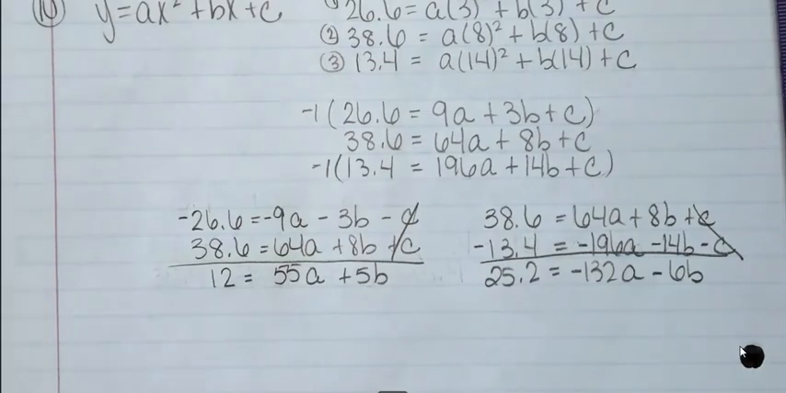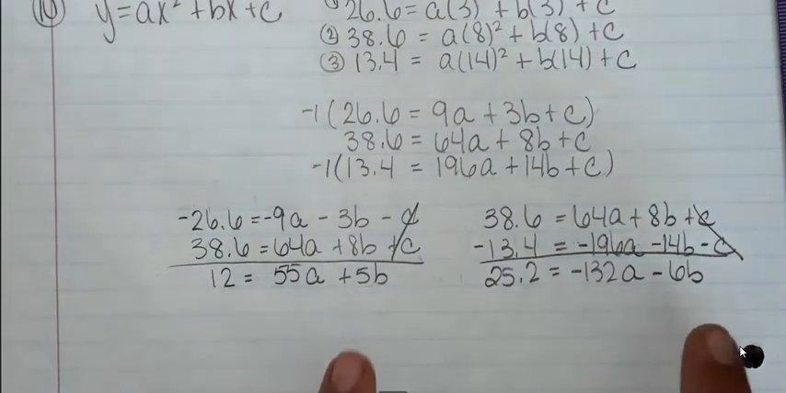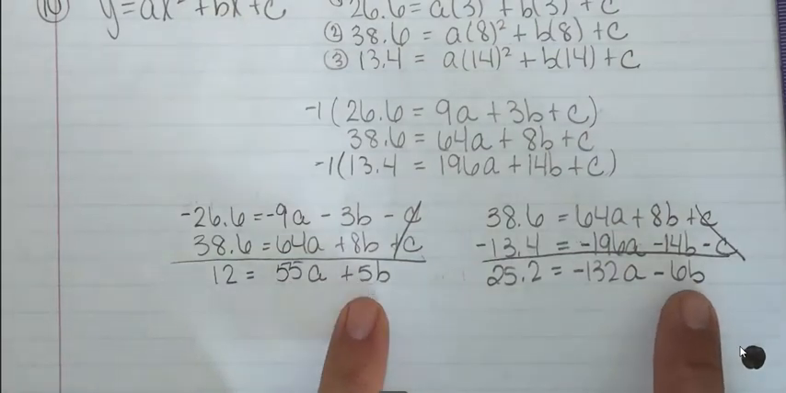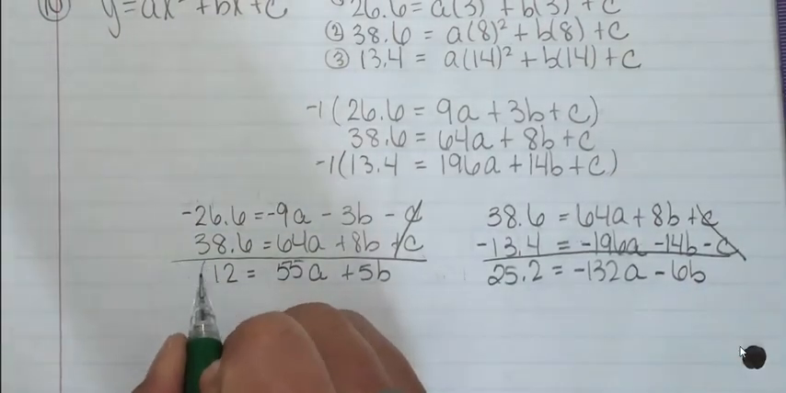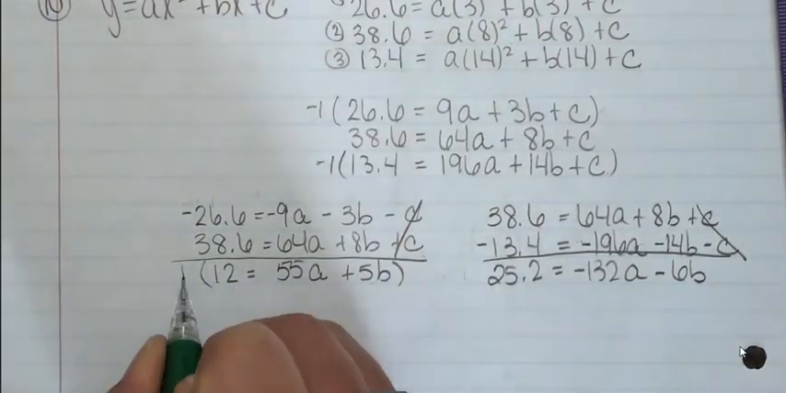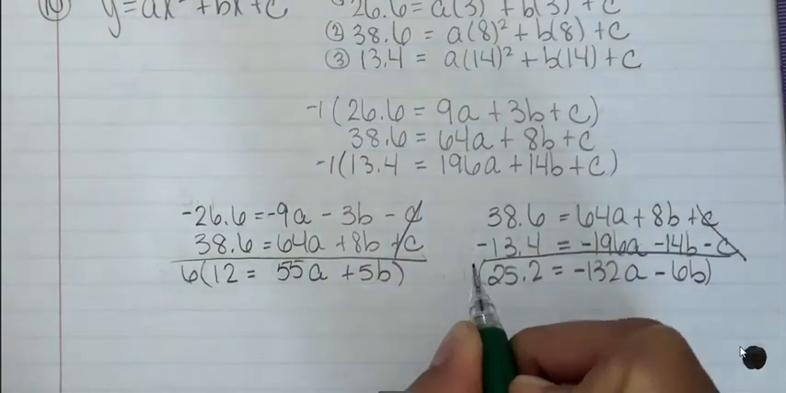Now I'll take these two equations and I'll try to get something to cancel out if I combine them. Well, we got some pretty ugly numbers here, but I think I can work with the b's. They're already opposites of each other, so now I just need to get them to be the same number. If I could make them both into 30, this would be positive 30, this would be negative 30. So this whole equation needs to be multiplied by 6. This whole equation needs to be multiplied by 5.